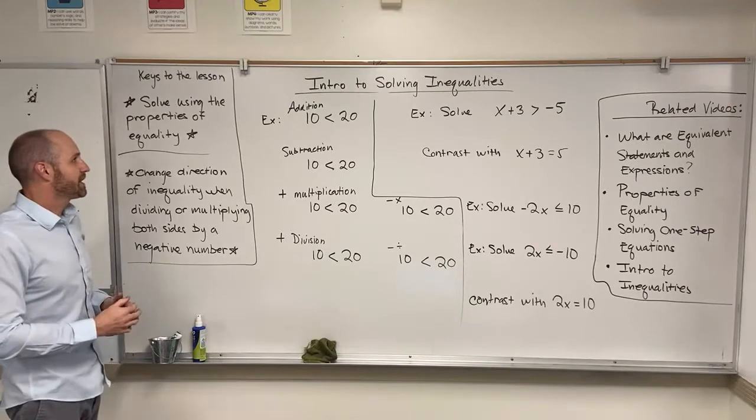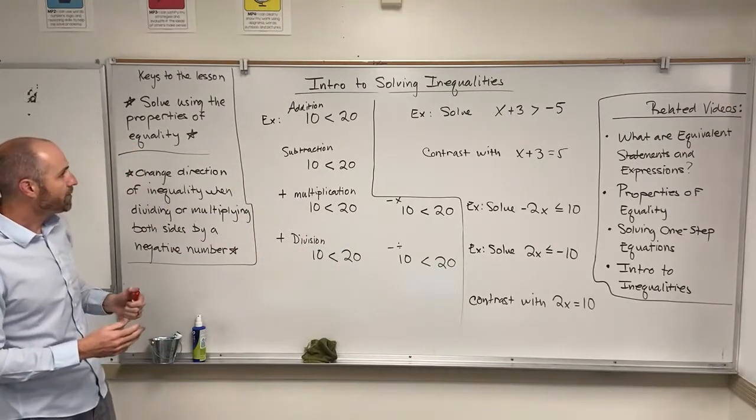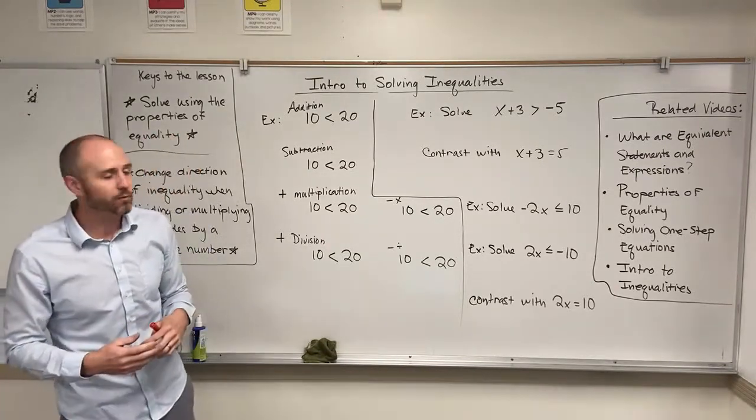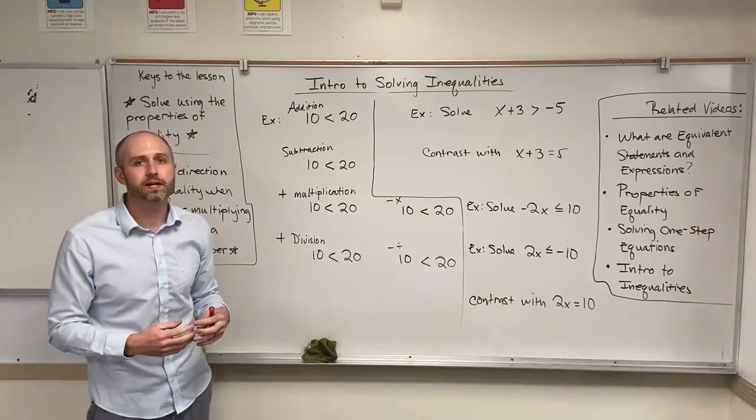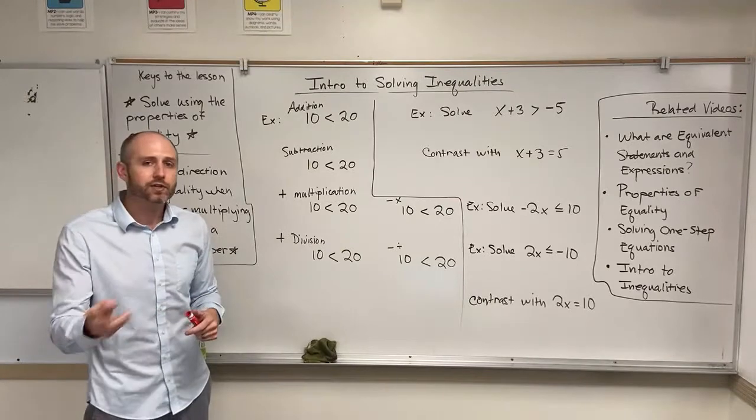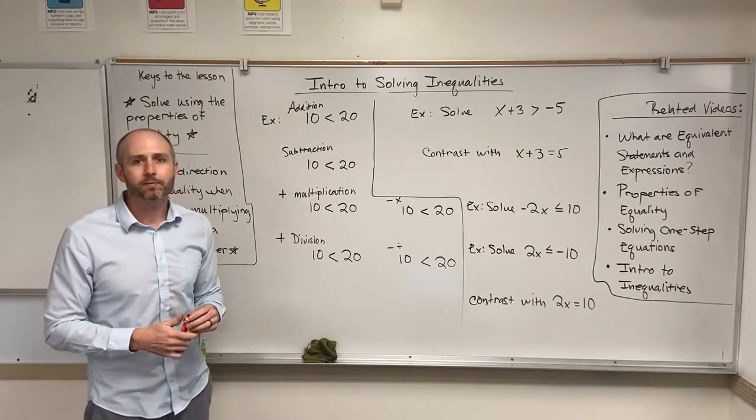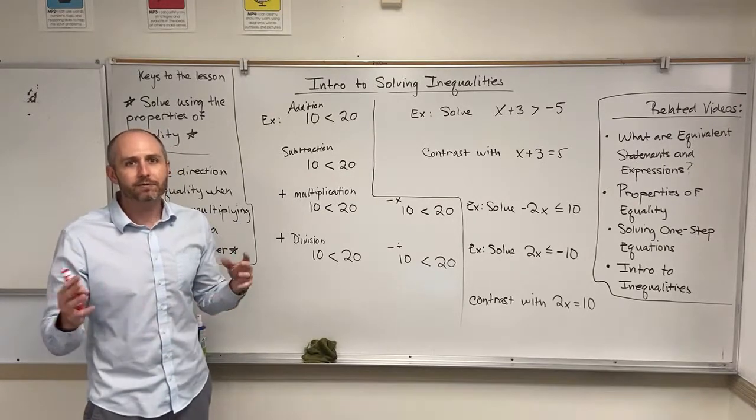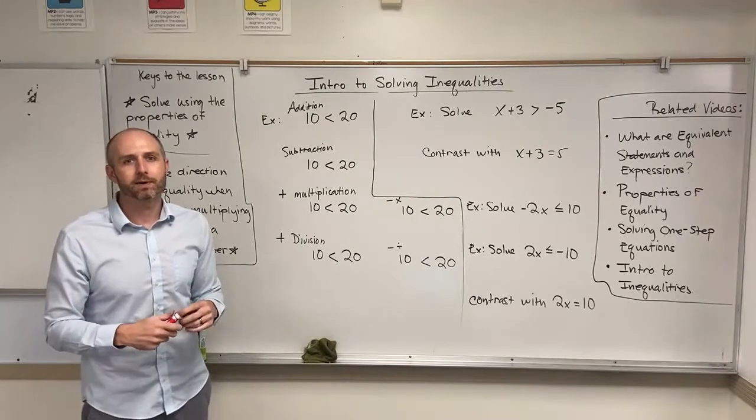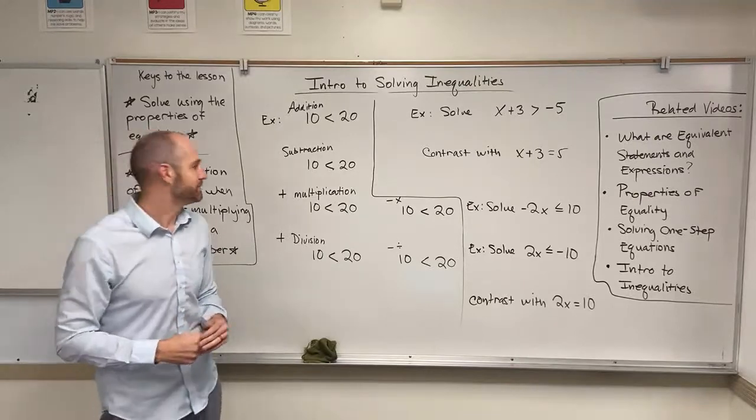One is we're going to be using the properties of equality to solve, okay? Second is the only difference between solving an equation and solving an inequality is that whenever you multiply or divide both sides of an equation or an inequality by a negative number, you have to change the direction of the inequality. Or as my colleague likes to say in the math department, anytime you divide any mathematical statement by a negative number or multiply both sides by a negative number, you change the direction of whatever symbol that is, even if it's an equal sign.